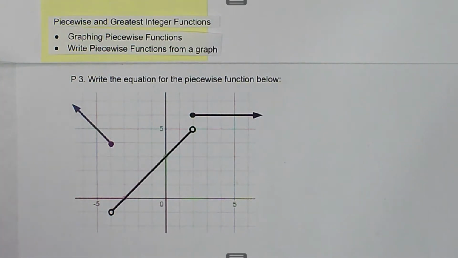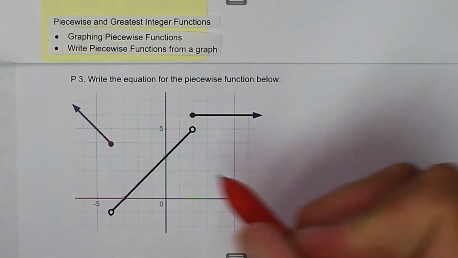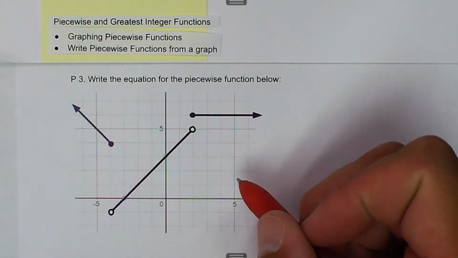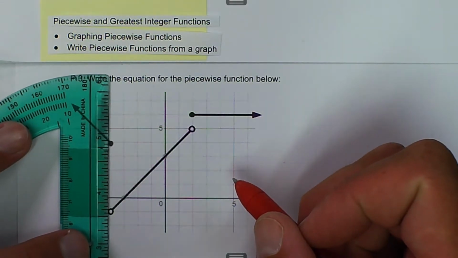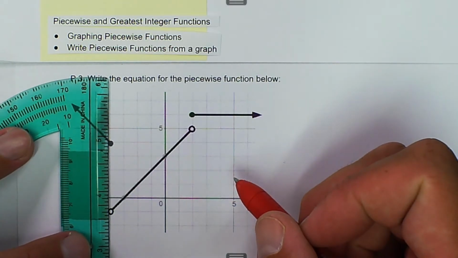We were talking about piecewise and greatest integer functions, and we want to graph piecewise functions and write piecewise functions from a graph. So here we have a piecewise function given to us, and we want to write the equation below. So first thing I want to do is take a look at the restrictions here.